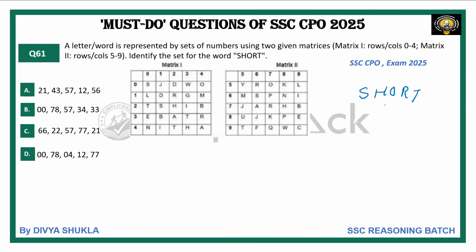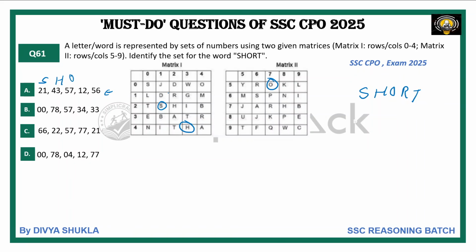Okay, now, just a second. Now short, let's start option by option. In the first option I am having 2 1, so in case of 2 1 it is S. Okay, 2 1 is forming S. What in the case of 4 3? In case of 4 3 I am having H. Okay, 5 7, that means O.